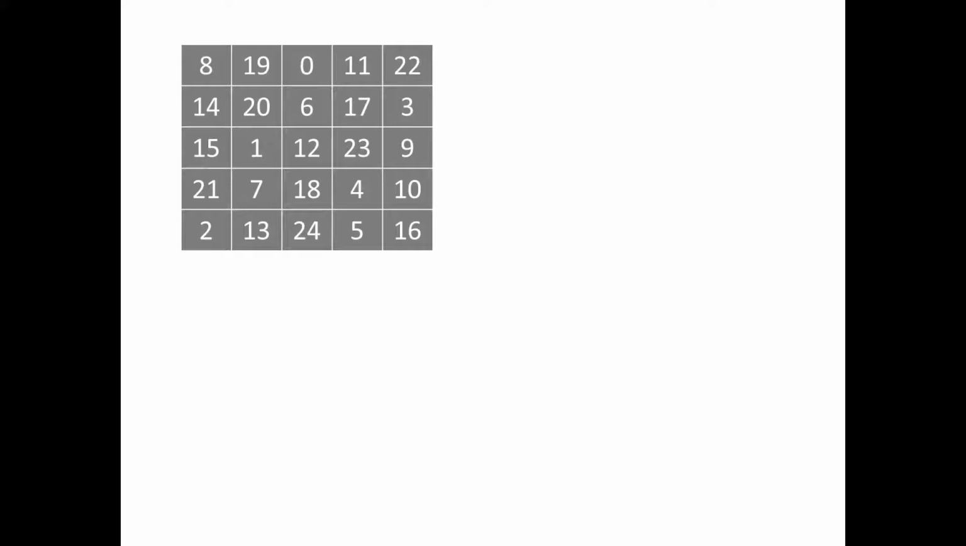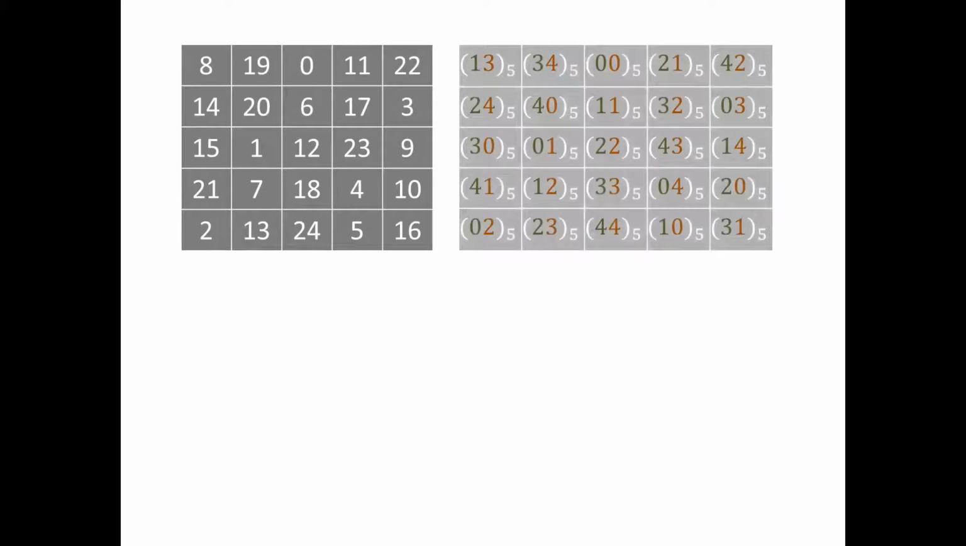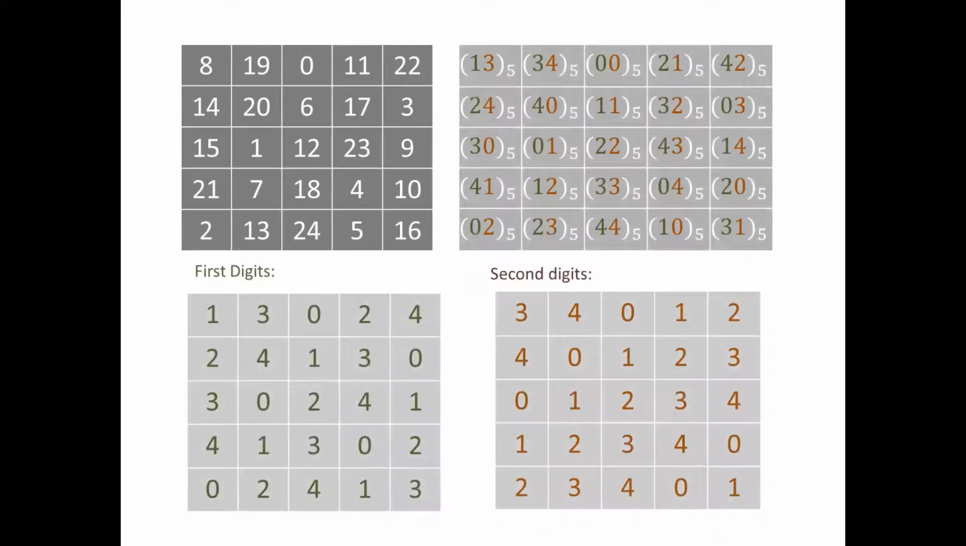Let's look at another magic square. Quinary expressions separated into two tables. You see the first row 1, 3, 0, 2, 4, the second row 2, 4, 1, 3, 0, and so on. You see they are all permutations of 0, 1, 2, 3 and 4, so as the table of the second digit.